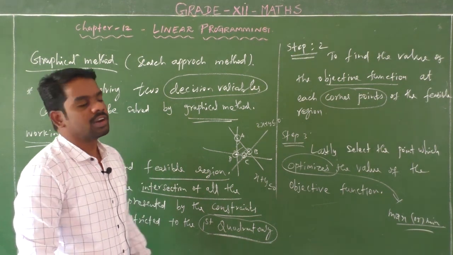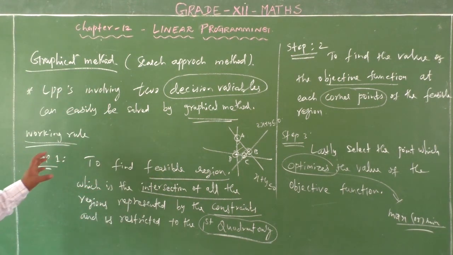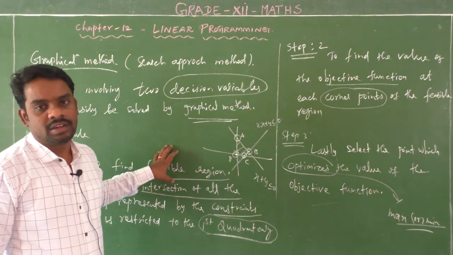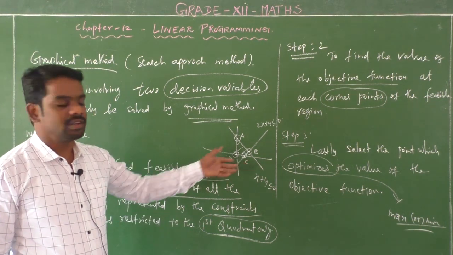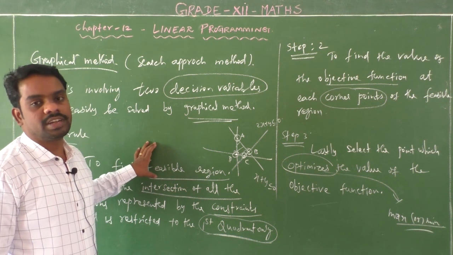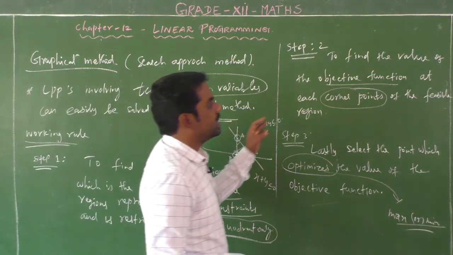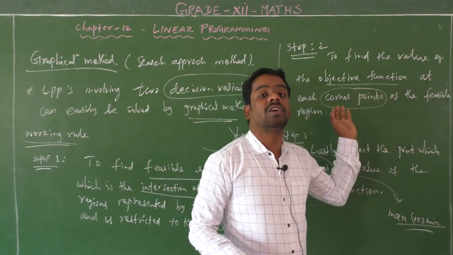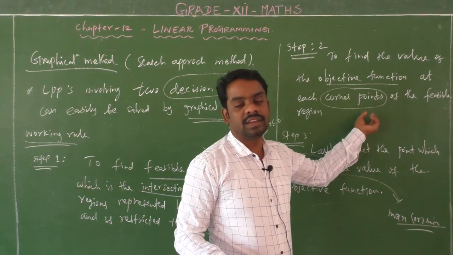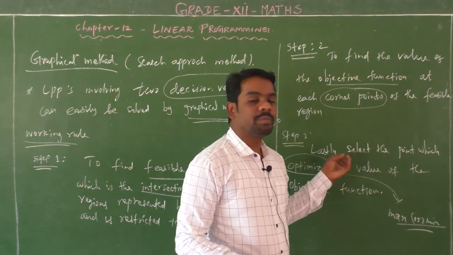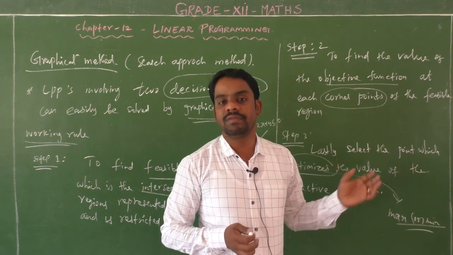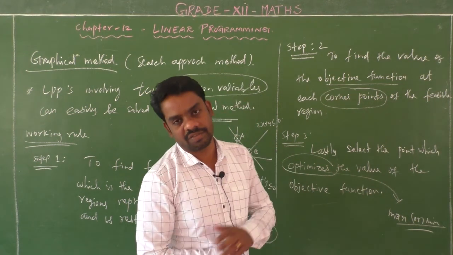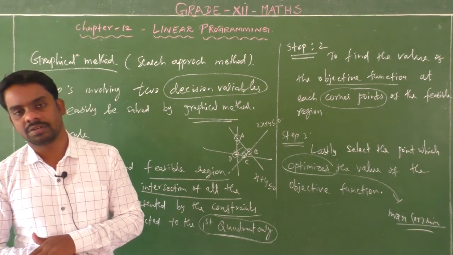Okay, so the graphical method is a very, very easy method. First, find the feasible region by drawing the graph of the given constraints. Second, find the value of the objective function at each corner point. Third, lastly select the point which is optimum, meaning the maximum or minimum of the given value. That is the solution of the given LPP. Okay, right.